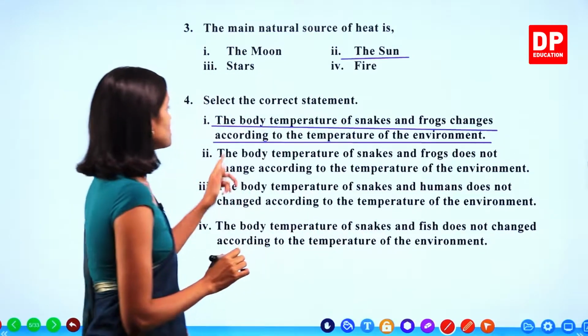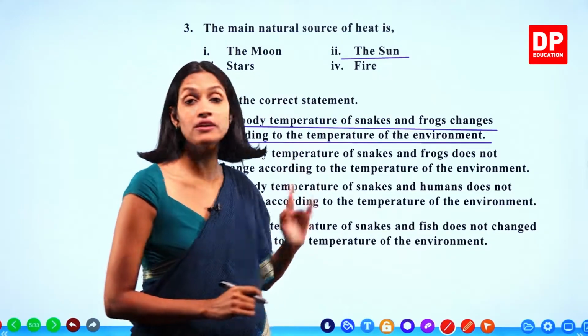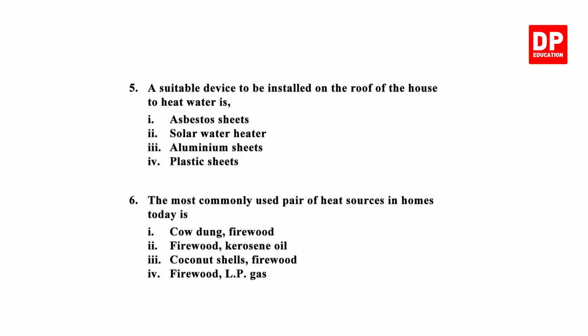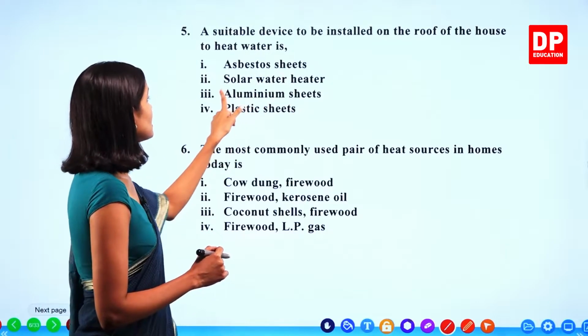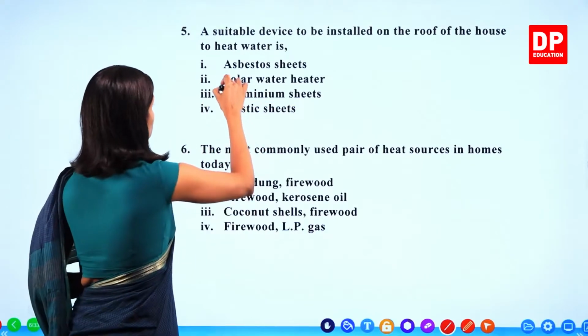Right. The body temperature of snakes and frogs changes according to the temperature of the environment. Right? Next one. A suitable device to be installed on the roof of the house to heat water. What is this? Solar water heater. Do you remember we made a model solar water heater? Right? Asbestos sheets, solar water heater, aluminium sheets, plastic sheets. Answer number 2.